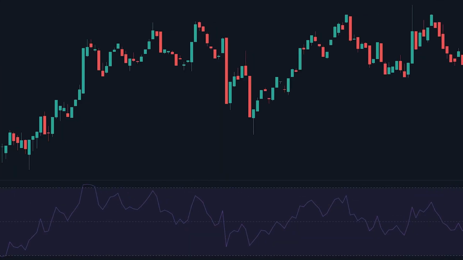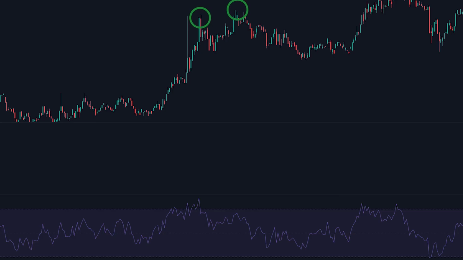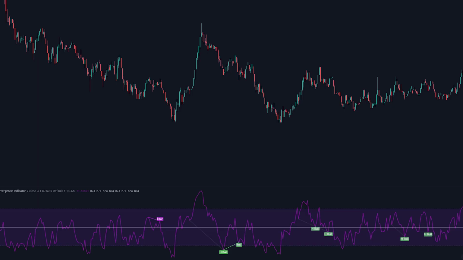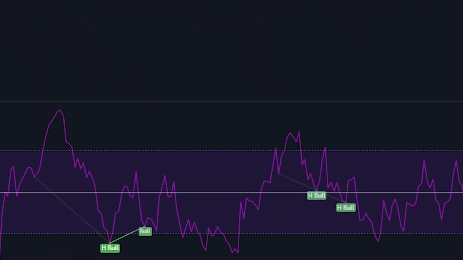If you don't know what divergence is, to put it simply without going too in depth, it's basically when the price is moving in the opposite direction as the indicator. So if you're seeing higher highs on the chart and lower highs on the RSI, that's divergence. The cool thing about this RSI indicator is it will automatically show us if bullish divergence is occurring.